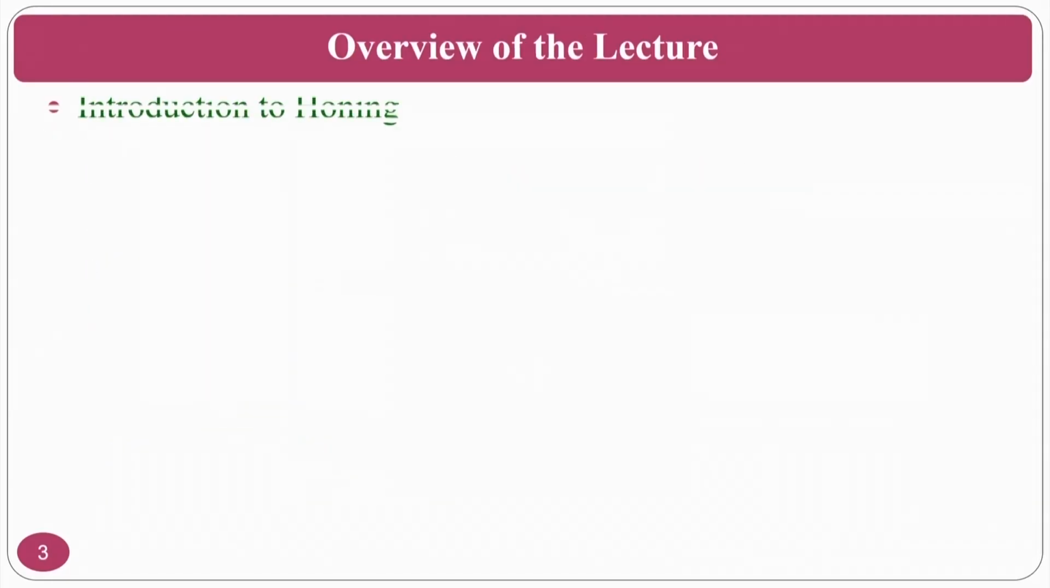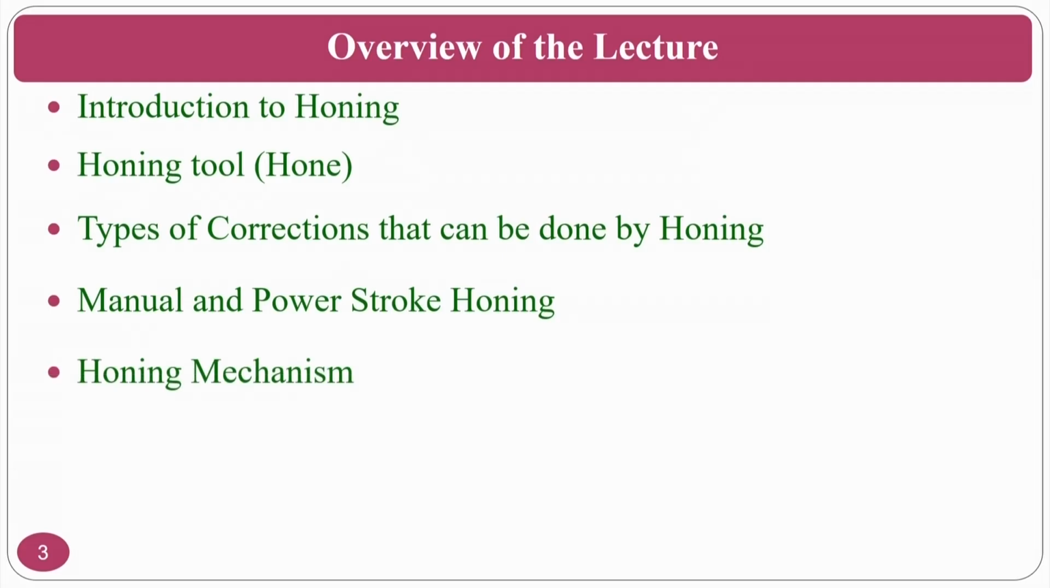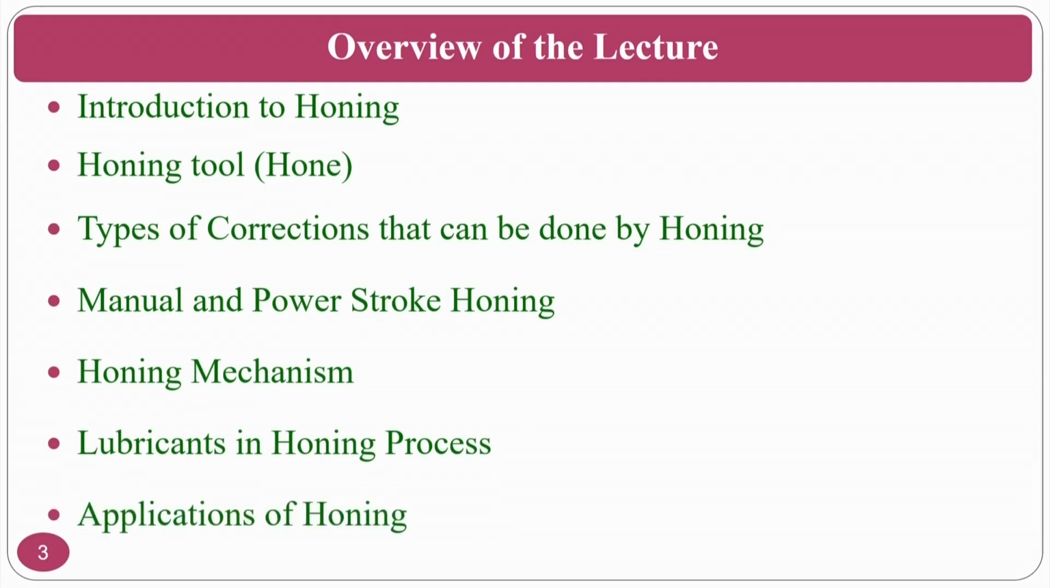So currently in this particular class, what we deal with is the honing process: introduction to honing, what a hone is, which is the honing tool, and types of corrections, the manual and power stroke honing processes, the honing mechanism and how it works, lubricants or cutting fluids used in the honing process, and applications of honing in sectors like the automobile sector and others where it is commonly used in the manufacturing industry.